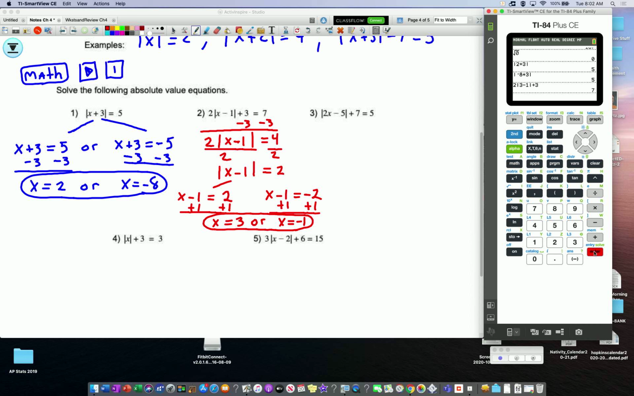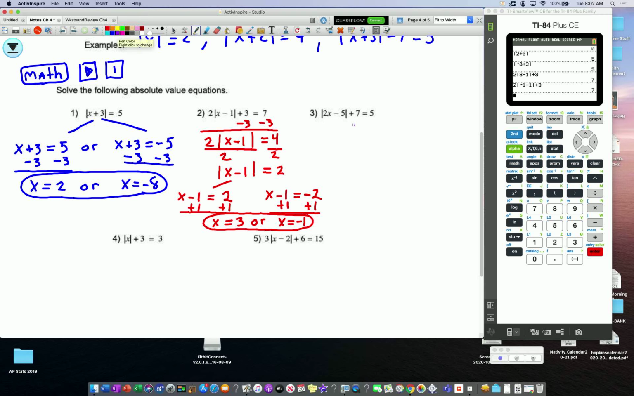So now I do the same thing. Math, right arrow, absolute value. This time I put -1 minus 1. Move it to the outside, plus 3. Does that equal 7? It does. I know my answer is right. All right, let's take a look at number 3.